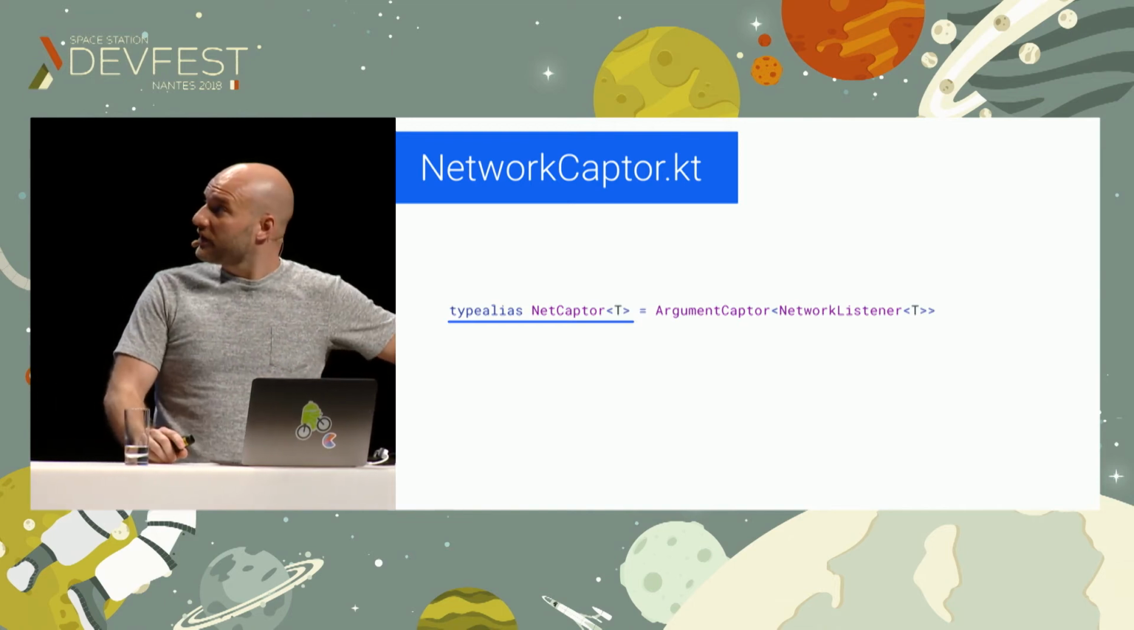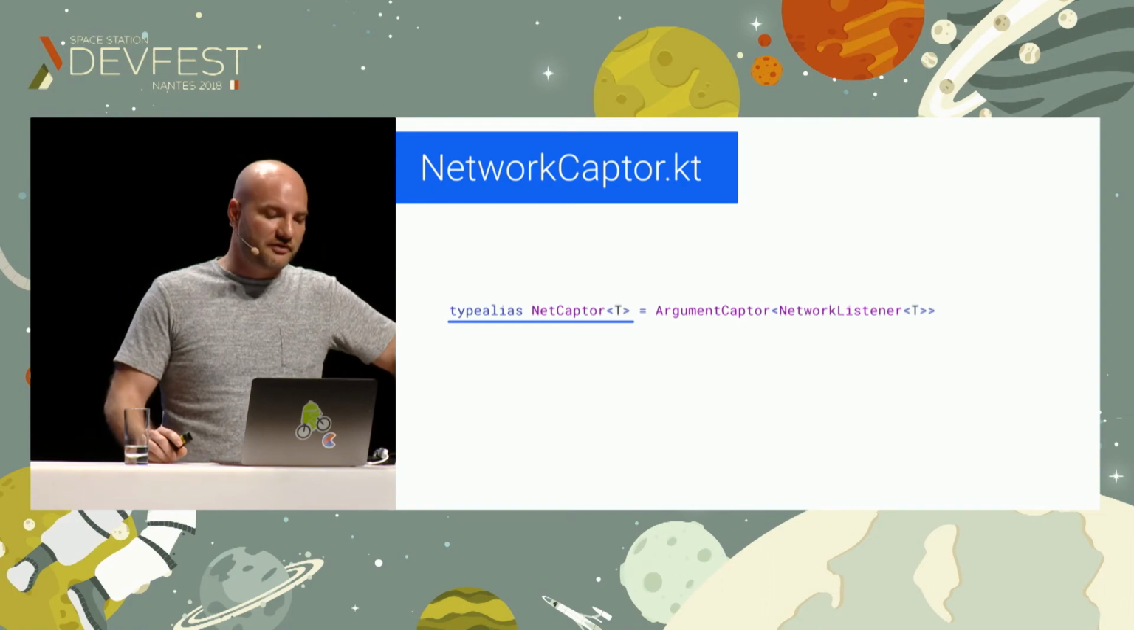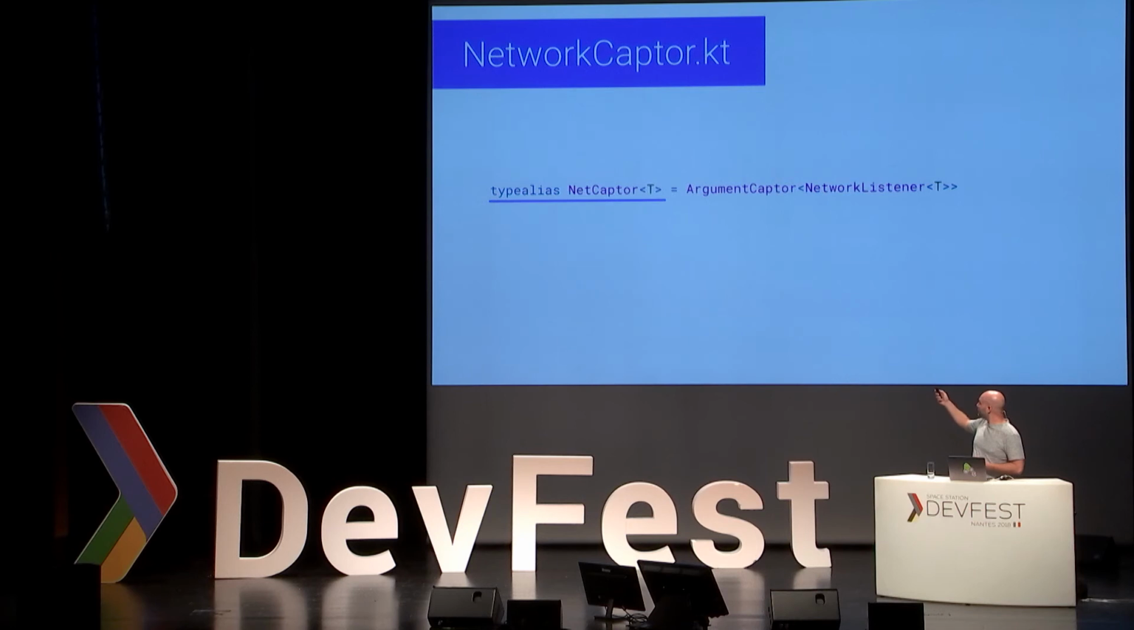To get started, I'm going to use a feature of Kotlin called type aliases. A type alias is just an alias for a type. It doesn't create a new class. There's no class generated in the bytecode, and it's completely compiled away. It's useful in situations like this, where argument capture of network listener of T is kind of a long type. It's kind of hard to type out. It's also useful for function types, where I have a long function type and I want to give that some semantic meaning.